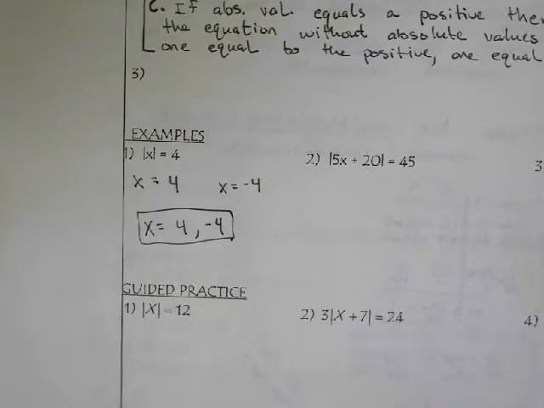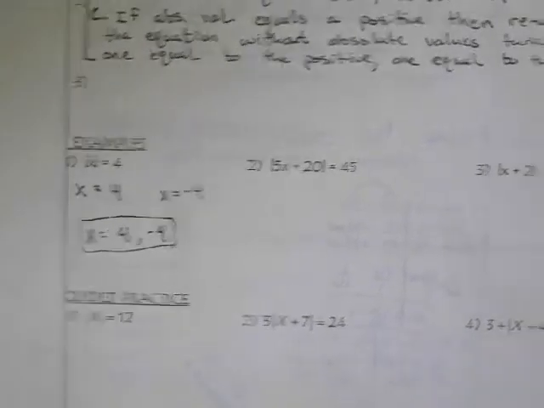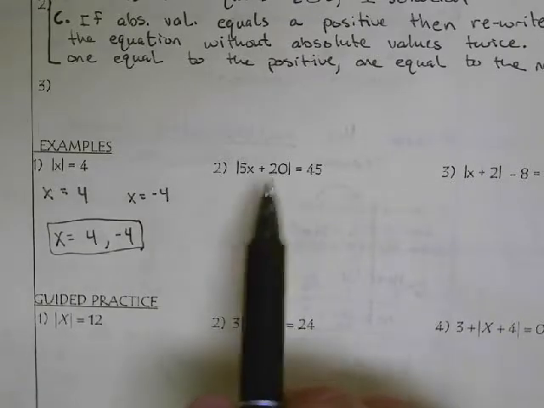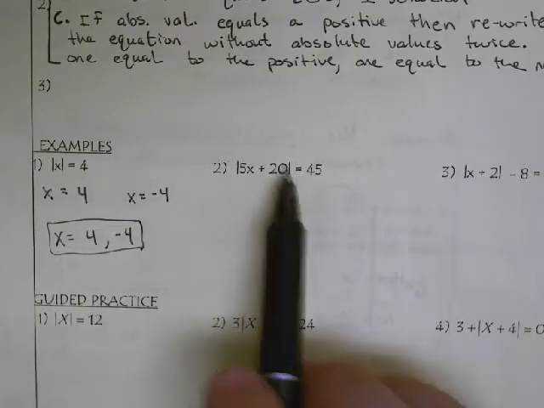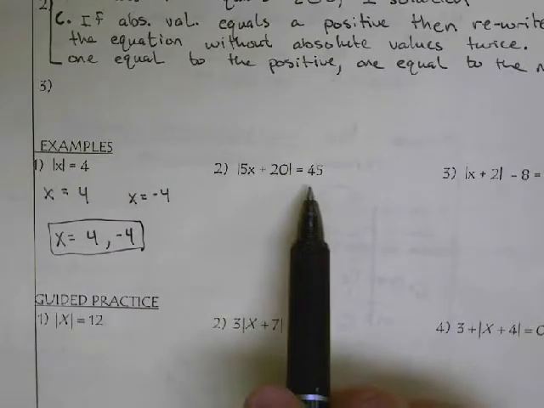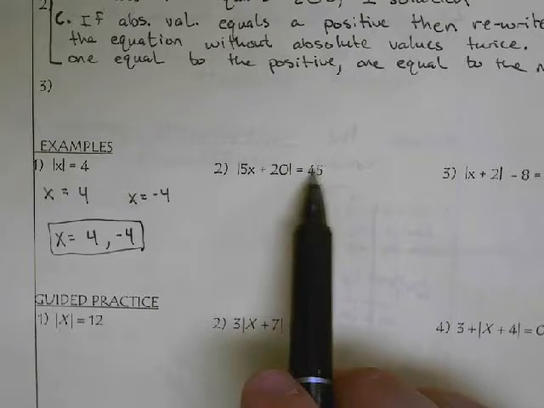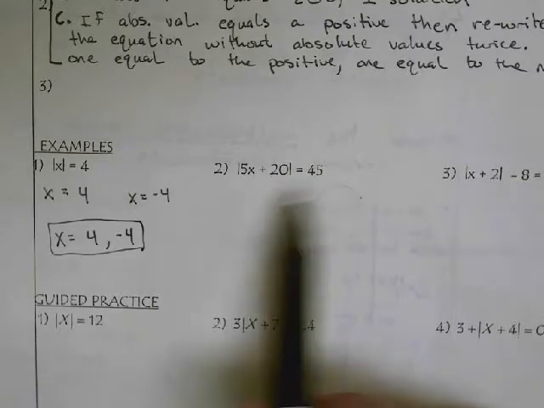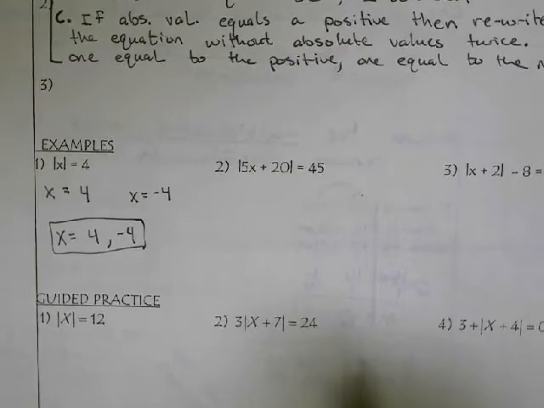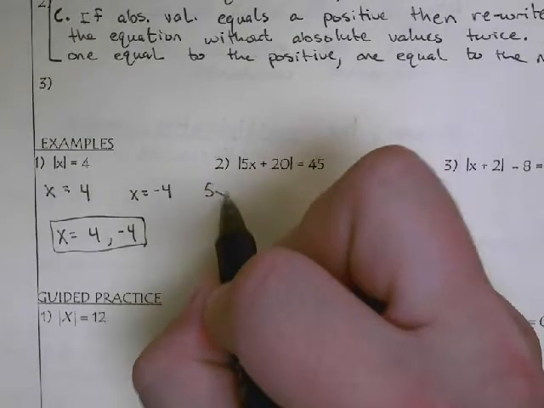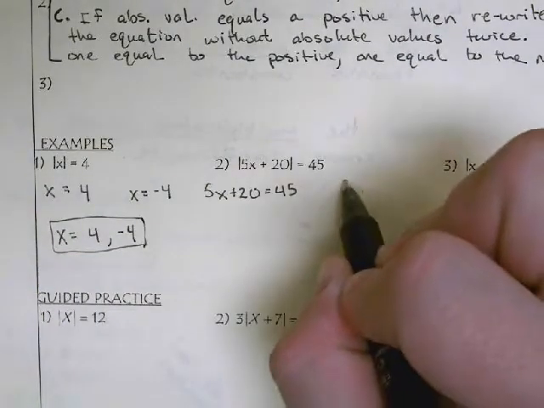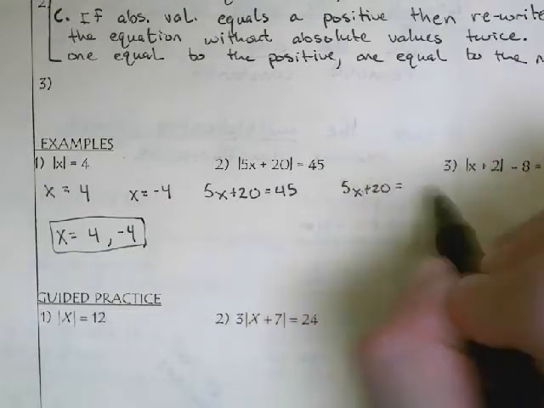So let's look at number 2. So my absolute value is isolated. The absolute value is all by itself on the left, on one side of the equal sign, and we equal a positive. So if it equals a positive, we'll rewrite the equation twice. One equal to the positive version of 45, and the other equal to the negative version of 45. So we'll rewrite it twice. 5x plus 20 equals 45, and 5x plus 20 equals negative 45.